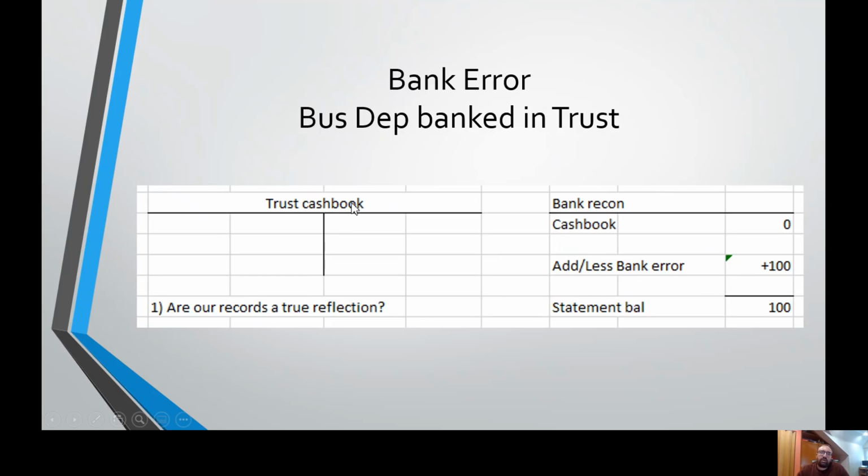So now you'll see I've split my cash book between trust cash book and business cash book. We are now looking at the trust cash book. Will I have any entry on my trust cash book? And the answer is no, because this is a business deposit. I want my cash book to be a true reflection of what the transaction should be. So in my trust cash book, I will not have any entries. If I have no entries, the balance that I carry over onto my bank reconciliation will be 0.